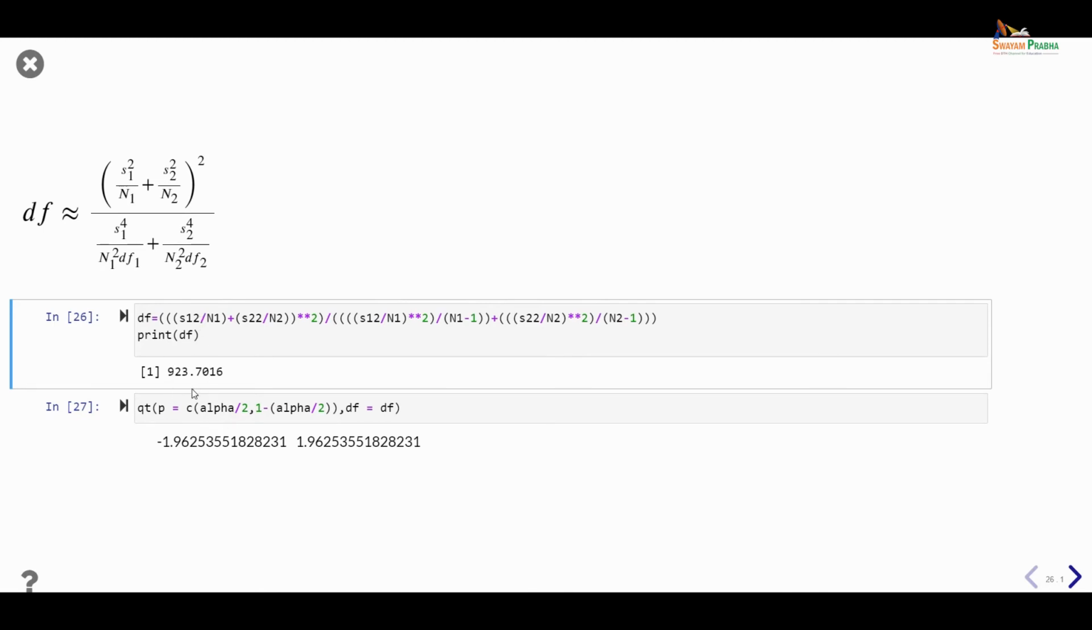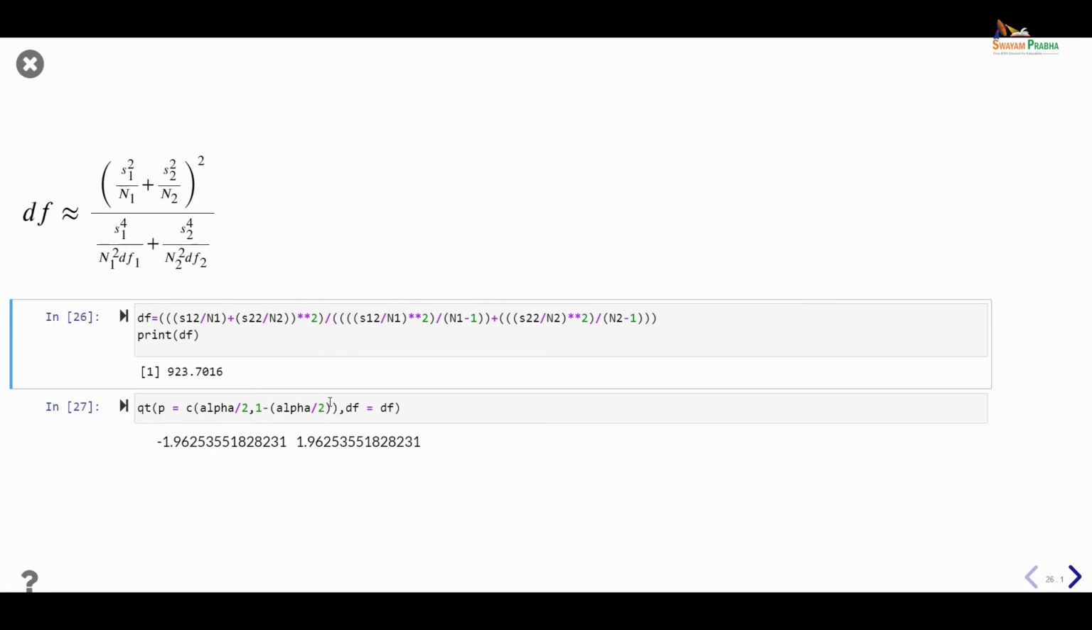Now we are going to compute the critical value using this. For my critical value, I need my significance level. Again, it's a two-tailed test, so I'm giving it as alpha by 2 and 1 minus alpha by 2, and the degrees of freedom that we've earlier calculated. I'm just giving these as input to the function qt, and this is your critical value limit.